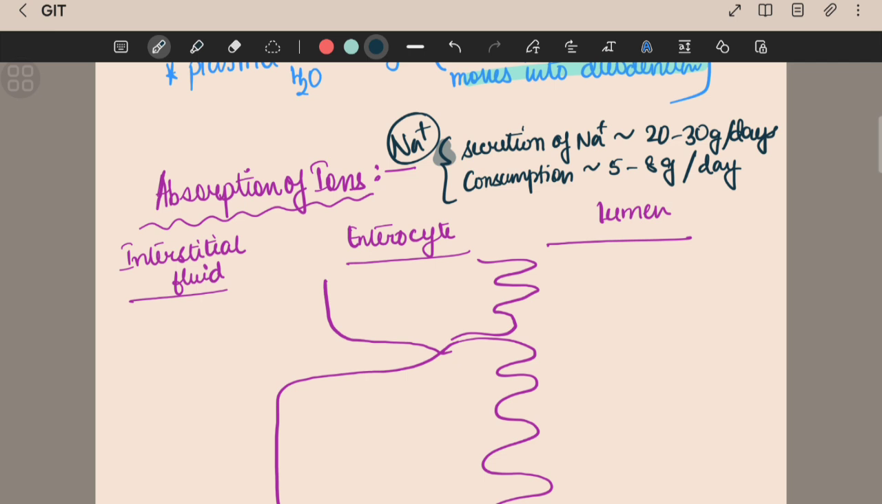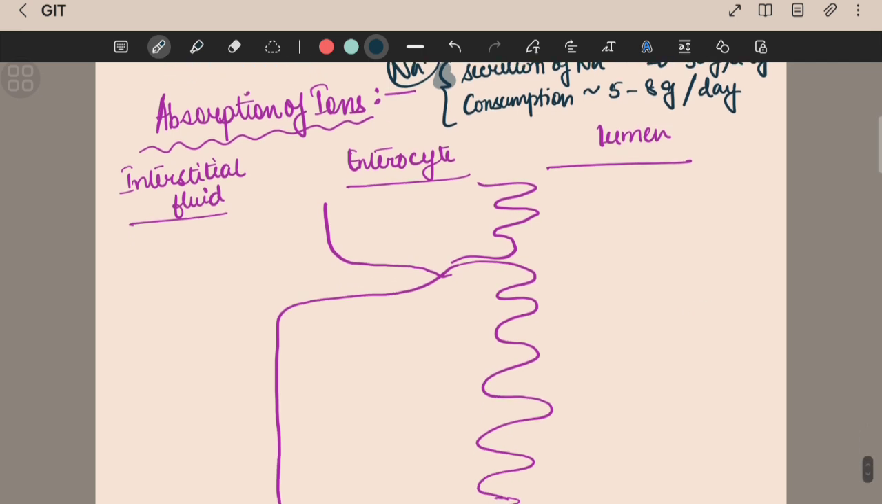We will be studying the basic mechanism of sodium absorption from the intestine, that is, how sodium is absorbed. Now see, from the intestinal lumen, what is coming? Water is coming. In the normal case, there is hypoosmolar chyme coming, which has more water. So water will move via the enterocytes into the interstitial fluid.